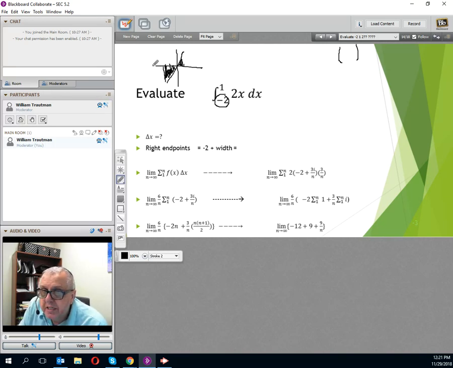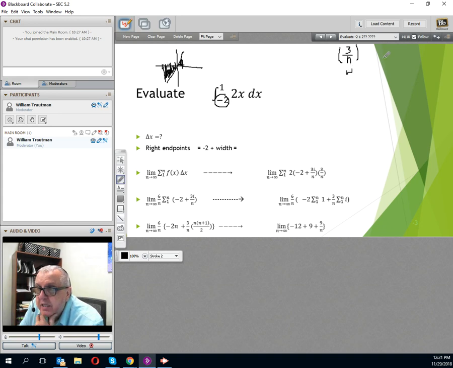So the width, if you look, from -2 to 1 is 3. Look, from -2 to -1 is 1, then from -1 to 0 is 1, and then from 0 to 1 is 1 here. So we're talking about a distance of 3 between -2 and 1, and we're going to divide it by the number of rectangles we're going to use to find the area. So if you don't understand that, go back to the 5.2 video.